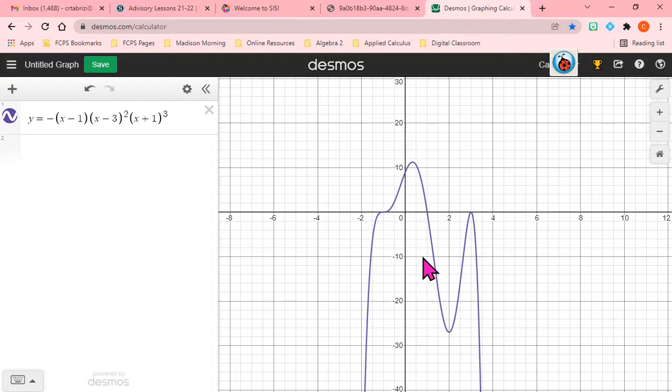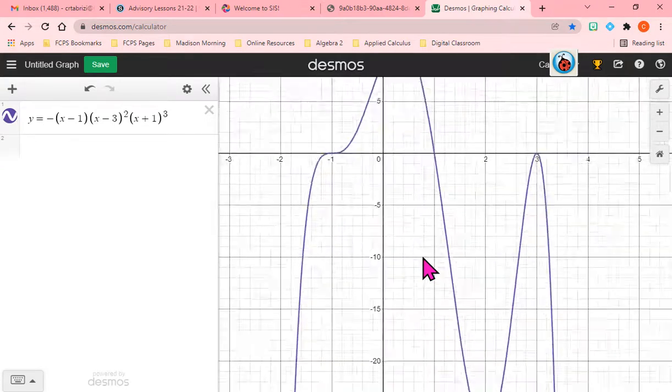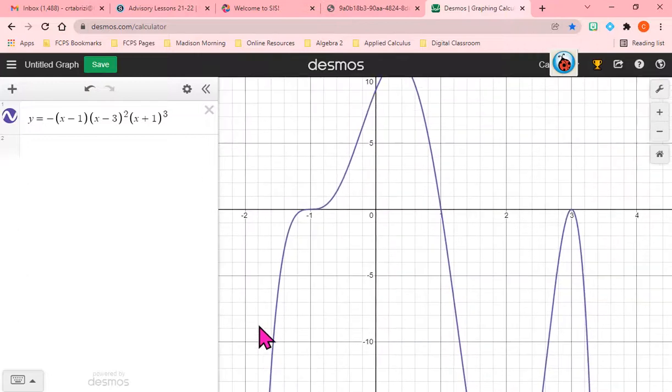Notice, I'm going to go left to right. So at -1, it's a point of inflection because it's cubed. See that? Concave down, switch, concave up. Then the graph has to turn around. At 1, it goes straight through. At 3, it will bounce. Now notice that I'm coming from the bottom side, so I have to turn the graph around and bounce at the x-intercept.